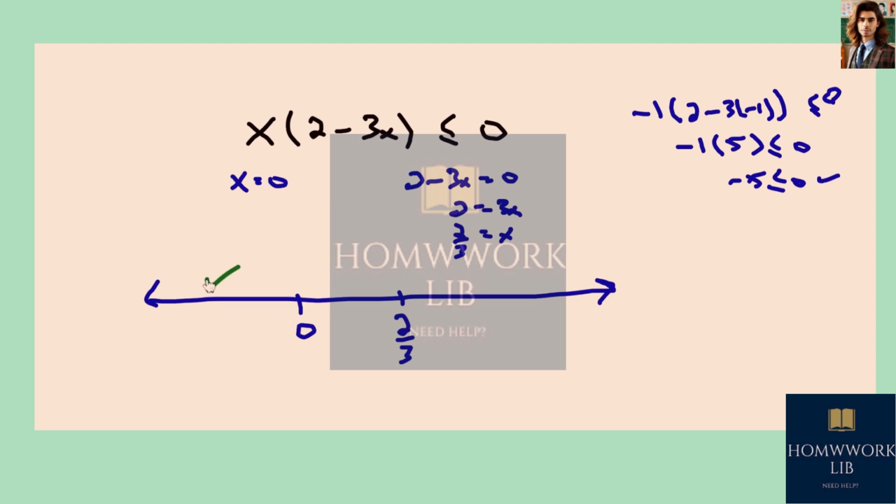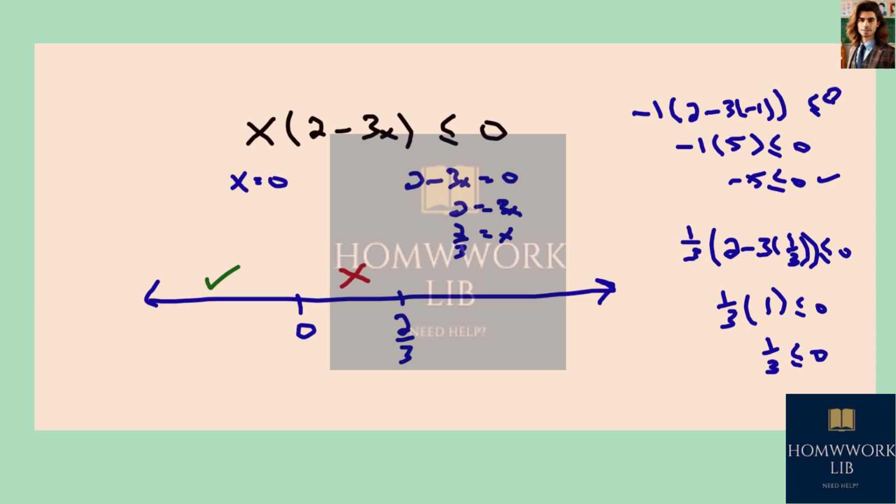Check something between 0 and 2/3, like 1/3. Is 1/3 times (2 minus 3 times 1/3) less than or equal to 0? 3 times a third is 1, 2 minus 1 is 1, and a third of 1 is a third. And is that less than or equal to 0? It is not.